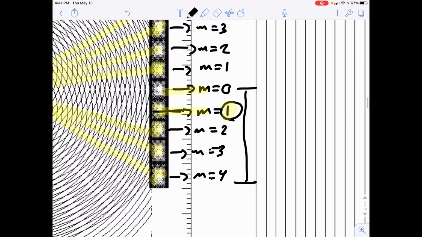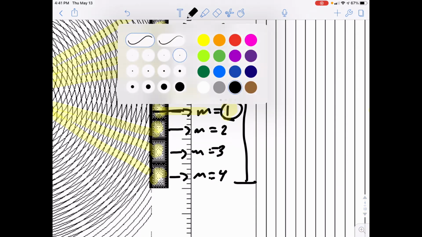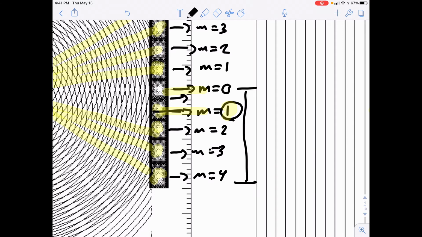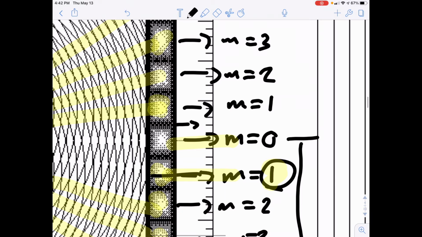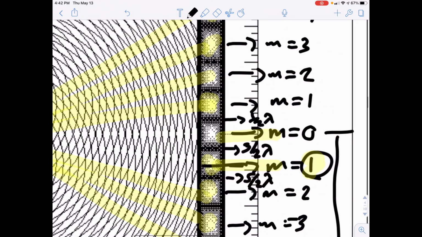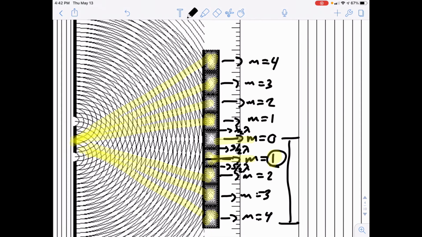Where if you're talking about the first dark fringe, that's going to be halfway. If you notice, the first dark fringe is halfway between the distance between adjacent bright fringes. So the distance to the first dark fringe is half a wavelength of difference. This is 1.5 wavelengths of difference, or 3/2 of a wavelength. This is 2.5 or 5/2 of a wavelength of difference. And what does that mean? It means if you had a wave that was this long, and you have a wave that's this long.